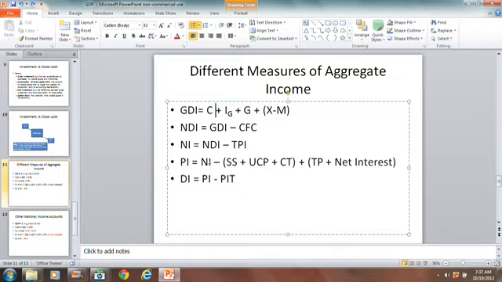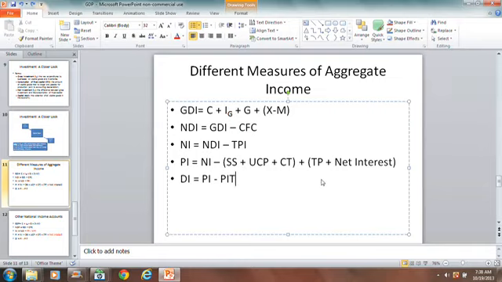To calculate personal income, you take national income, which you just determined, and you subtract from it Social Security contributions, undistributed corporate profits, and corporate taxes. So those three things you subtract from national income. And then you're going to add back to it transfer payments, TP, plus net interest. So to calculate personal income, you subtract three things: Social Security, undistributed corporate profits, corporate taxes, and you add back two things: transfer payments and net interest.